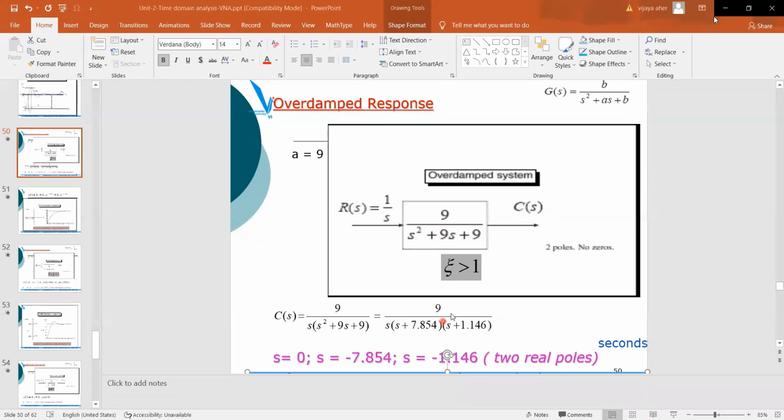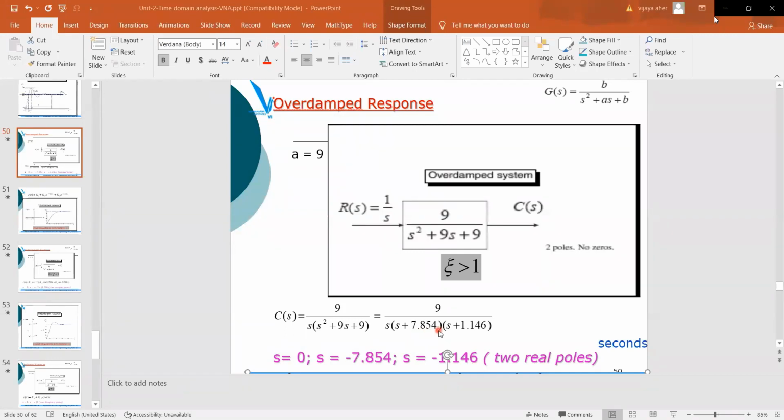आता बघा. Now from this equation of output, that is nothing but C of S. Okay. So these are nothing but zeros. Numerator मध्ये जे काही लिहिलेलं असेल in terms of S, we are calling these zeros. Okay. And denominator मध्ये S term मध्ये जे काही लिहिलेलं असेल, that is nothing but poles. Okay. So these are poles. S plus 7.854 is equal to 0. S is equal to minus 7.854.